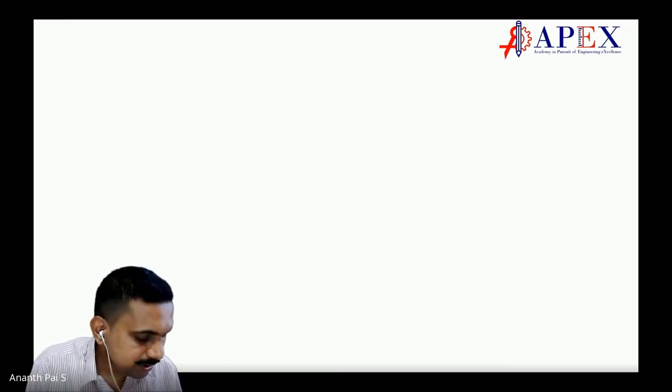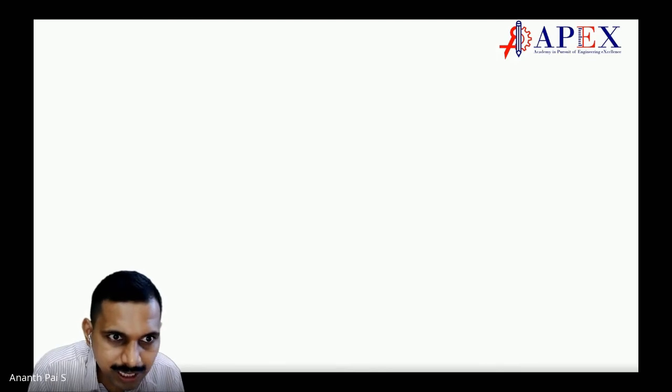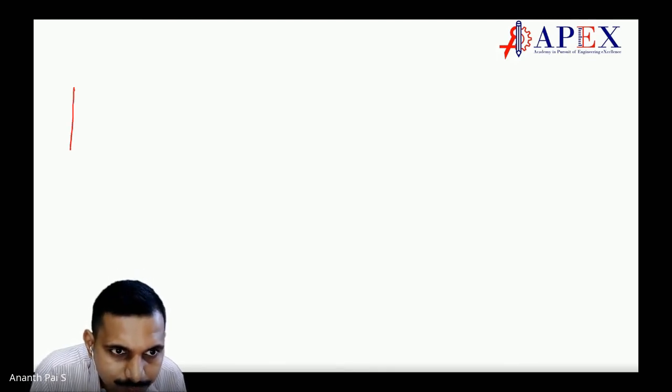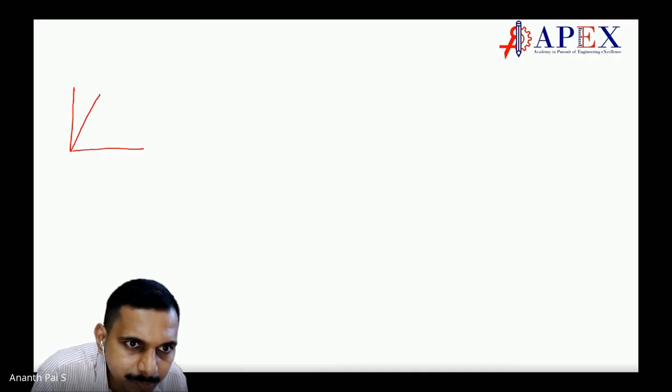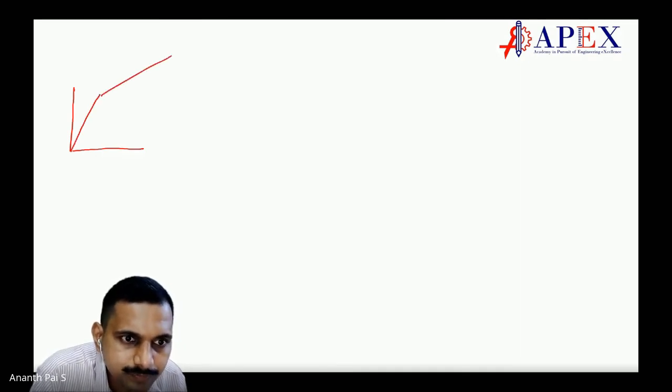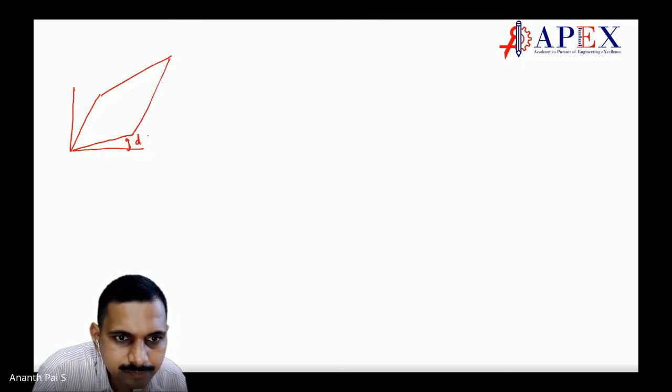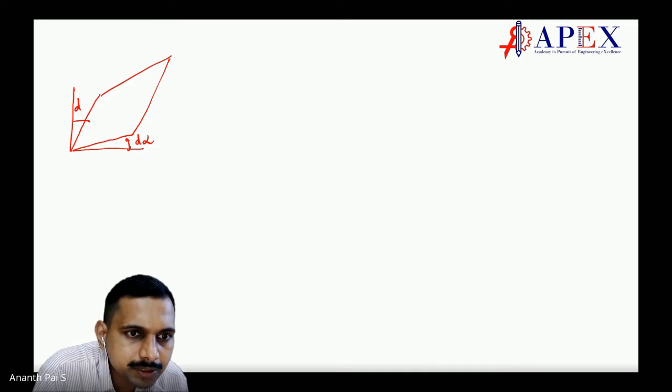Now let us see again. So what has happened is, it has moved like this. Take the second figure. It has moved by an angle, correct? Two different angles. This was d alpha, this was d beta.